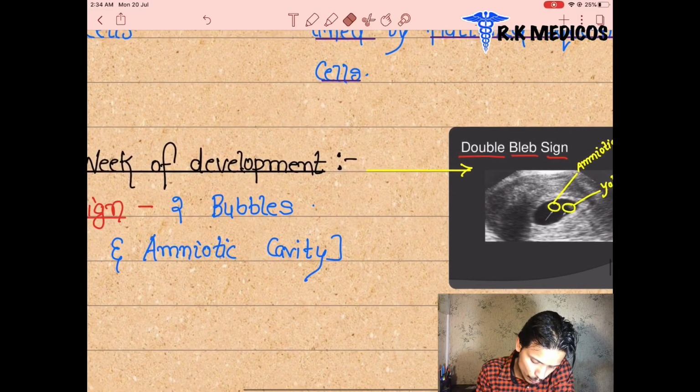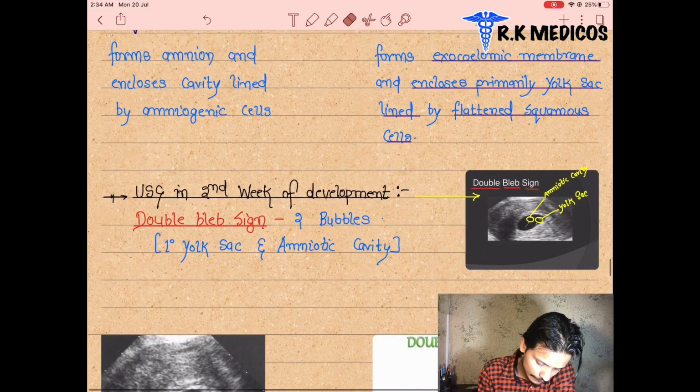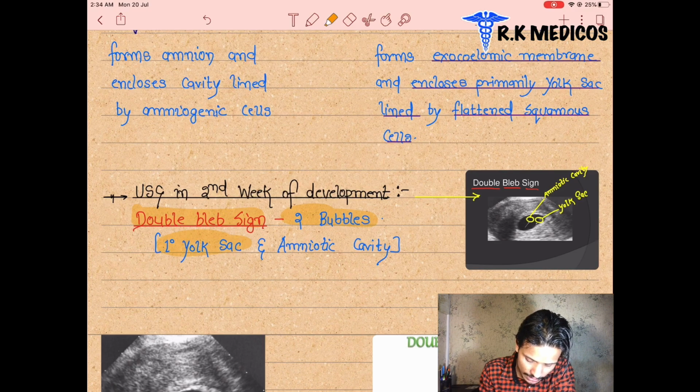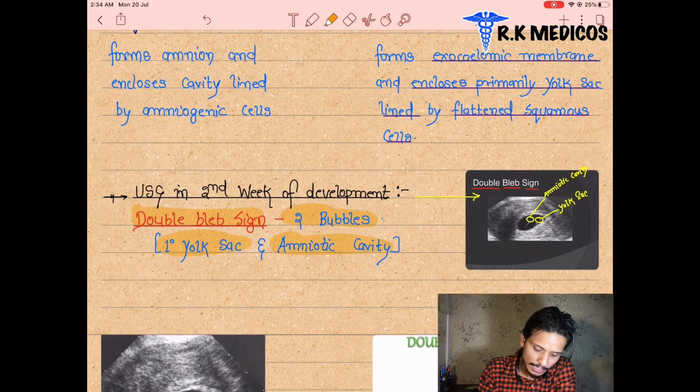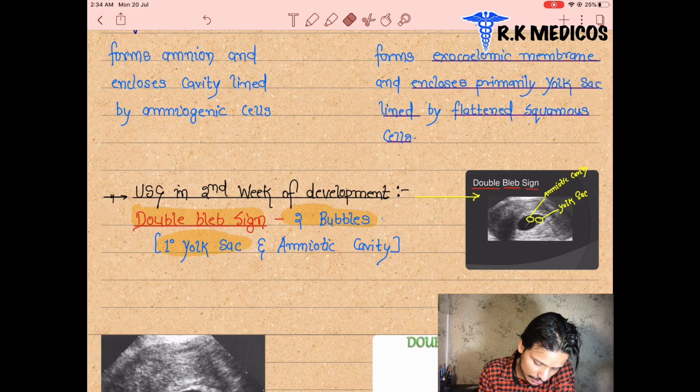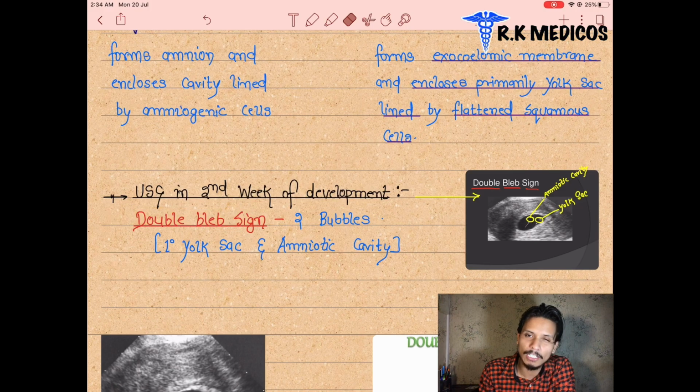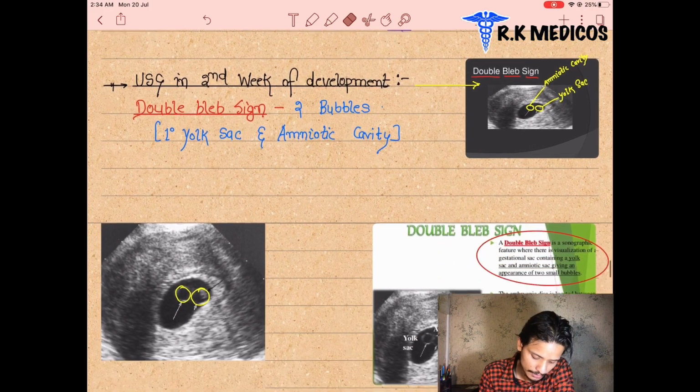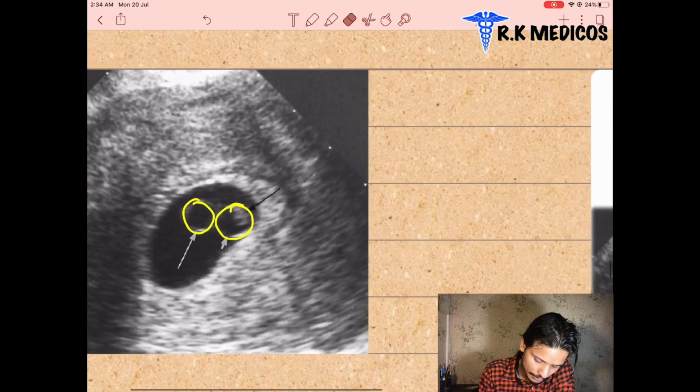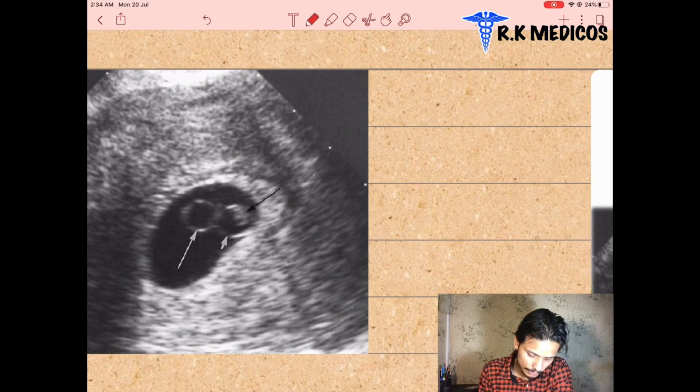So they are called two bubbles, or the double bleb sign, or a two-bubble-like structure, formed in the primary yolk sac. One is the amniotic cavity. When we see these structures, we have only seen the second week of the stage of development. You can imagine this is one bubble and this is another bubble.